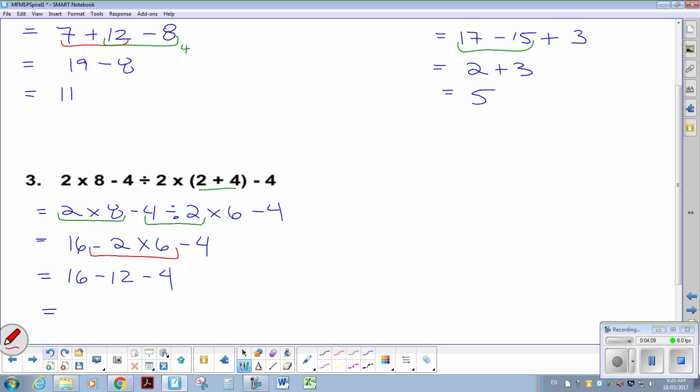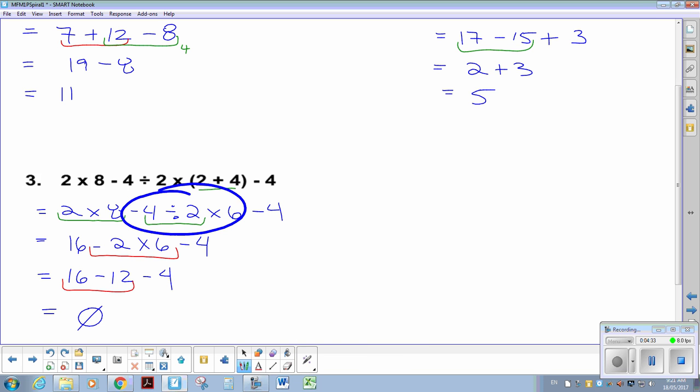16 take away 12 leaves us with 4, and 4 take away 4 is 0. So very, very important with this one, like I said before, you need to be aware when you have that many multiplications in your process that you take care of them in the order. So in that case right here, we had to do the first set of division before we could do that multiplication.